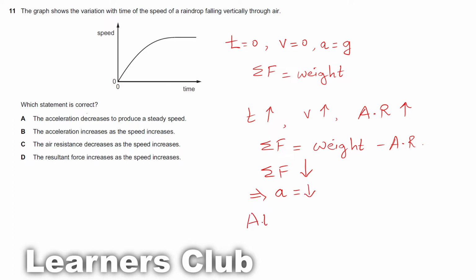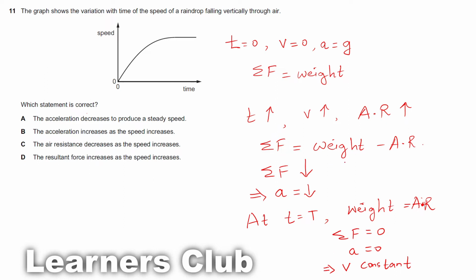At one point, let's call this t, what happens is your weight will be balanced by the air resistance. In that case, the downward weight is balanced by the upward air resistance. So resultant force is 0. Therefore, acceleration is 0. The speed remains constant. And this speed is known as terminal speed or terminal velocity.